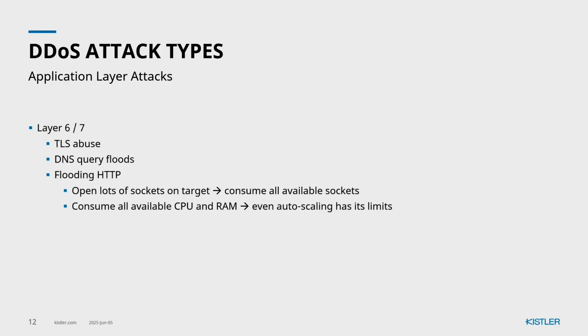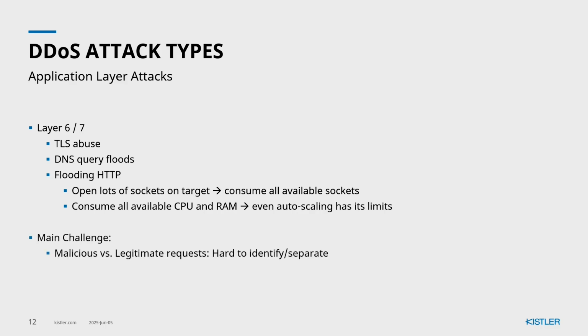The other type of attack is the higher level, application level, layers 6 and 7, using the TLS protocol or flooding the server with HTTP requests, because in the end it's about exhausting the CPU resources, the memory resources, the bandwidth of the server, whatever it takes to bring it down.